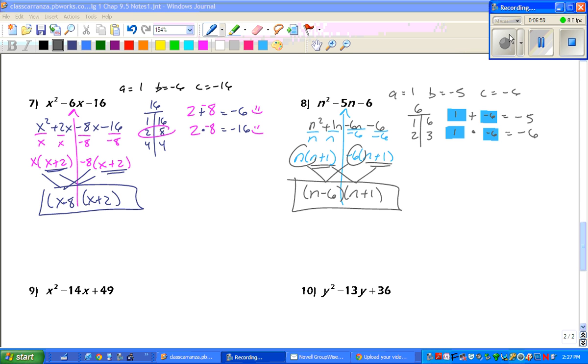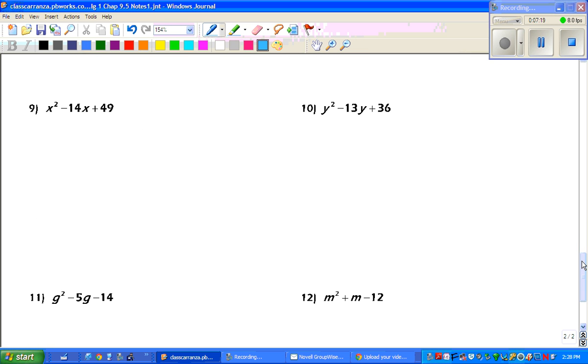Okay, the combination that worked was 1 and 6, and then the 6 had to be negative so we could get to negative 5. Then factor everything out, and you get n minus 6 and n plus 1. All right, number 9, I want you guys to do the whole thing by yourself. When you come back in, you will see the answer. So pause the video and good luck.